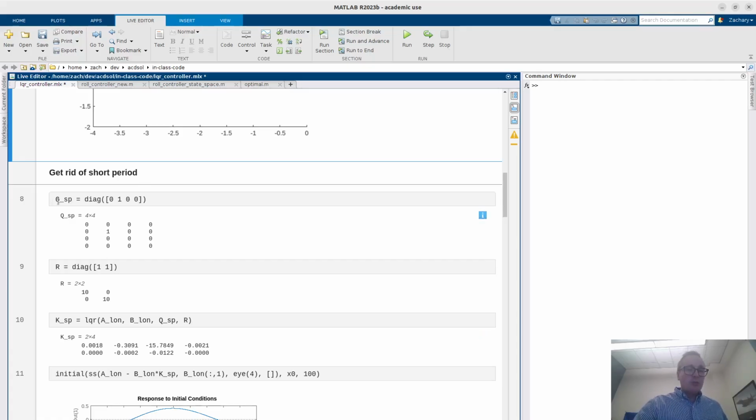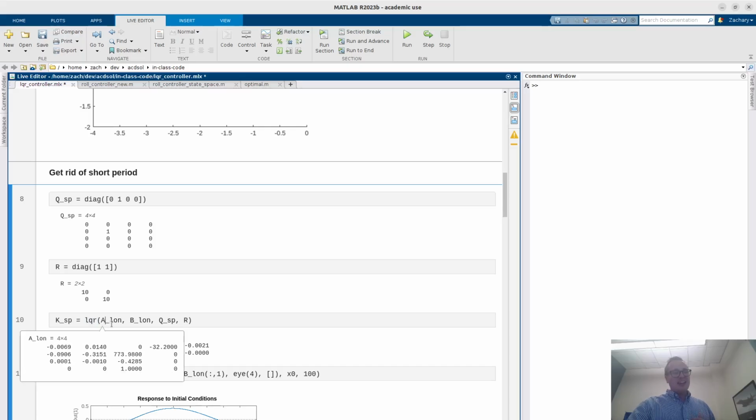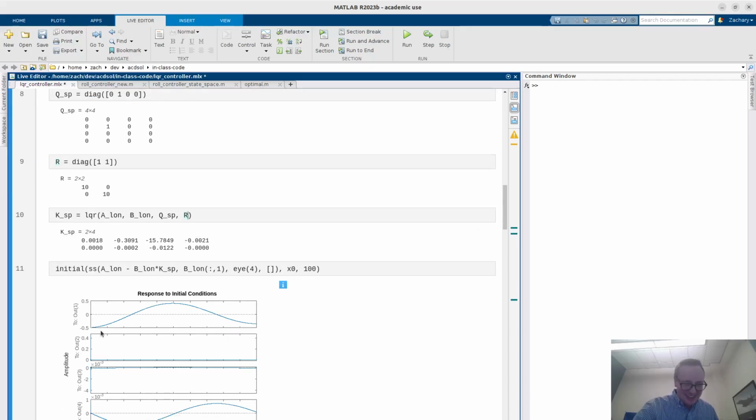So if I want to get rid of the short period mode, I can just penalize alpha, or delta W, in this Q matrix, and then I can choose how much I want to penalize the controls to slow it down. Then I run this LQR command, put in the longitudinal A matrix, the longitudinal B matrix, this Q, SP, and then this R. These are the two penalty values. Run this one function, and I get a gain matrix K that will get rid of the short period mode. And you'll see that this is extremely effective.